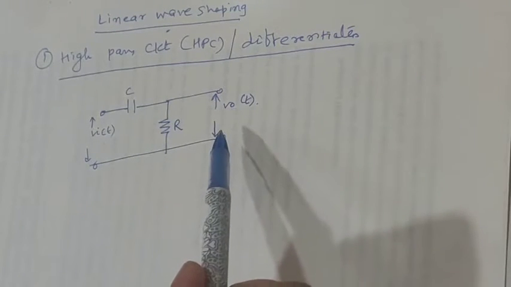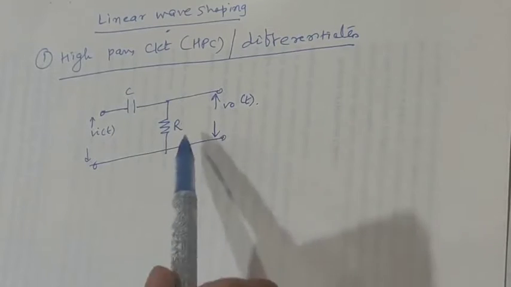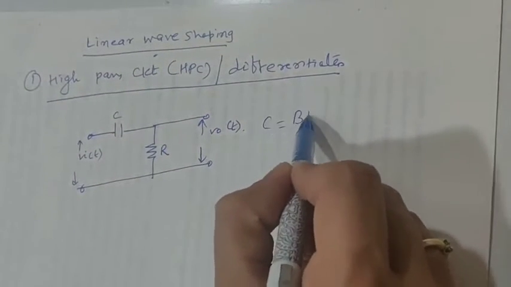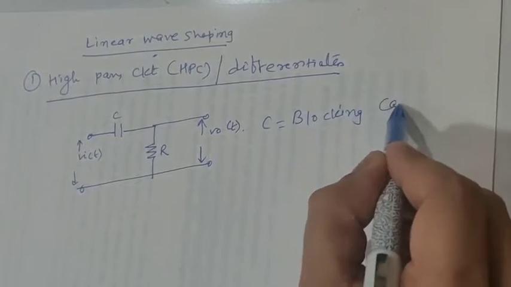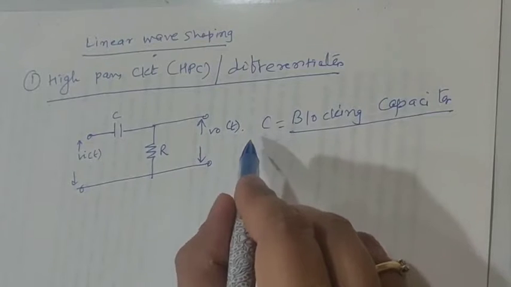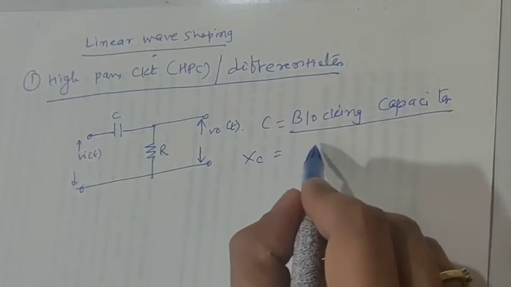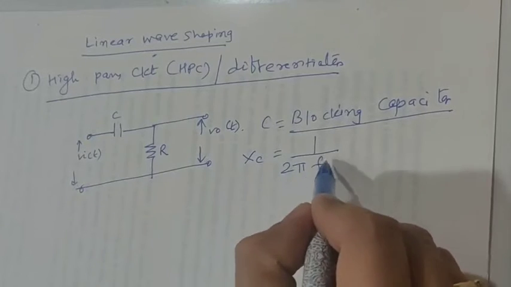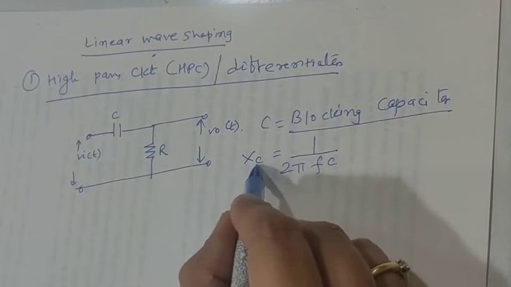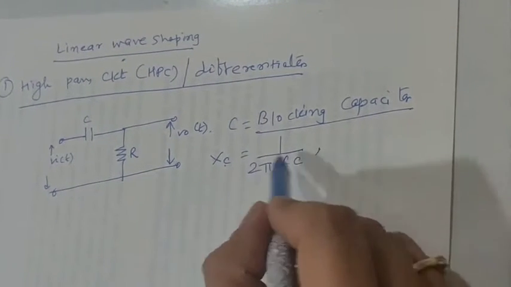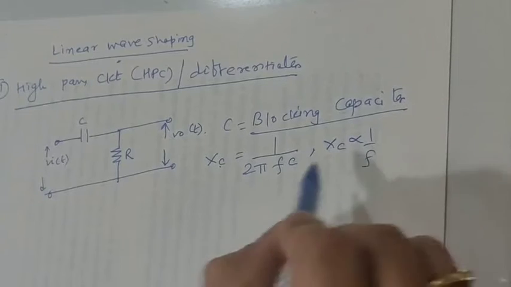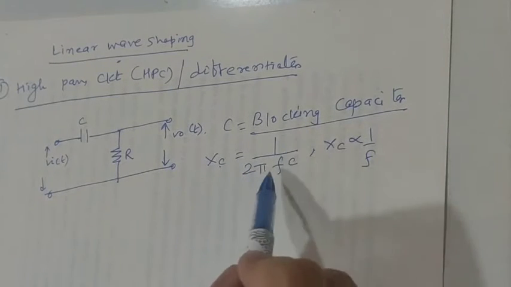Remember this. Now remember one thing, if I consider this particular circuit, we have a capacitance, and this capacitance is called the blocking capacitor. Now if I take the capacitive reactance of this circuit, that is XC, you know that the formula of XC is 1 upon 2 pi FC, 1 upon 2 pi into frequency into the capacitance value. So here the frequency and the capacitive reactance are inversely proportional to each other. From this expression I can write that the capacitive reactance is inversely proportional to the frequency if I consider 1 upon 2 pi C constant.